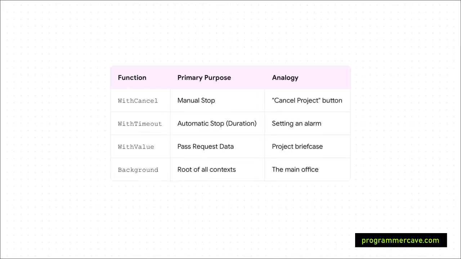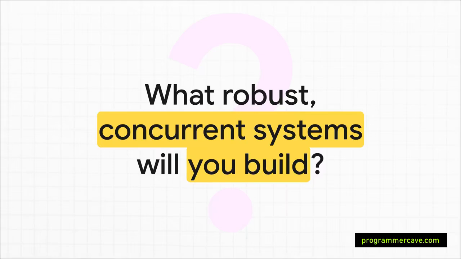And finally, just to bring it all home, here's a quick cheat sheet. It ties all the main functions we discussed right back to our project manager analogy, a handy little reference for you. So you see, mastering context isn't just about learning some new functions. It's about gaining real control over your concurrent programs. It's about stopping waste, preventing leaks, and building systems that are truly resilient and efficient. The project manager is now yours to command.